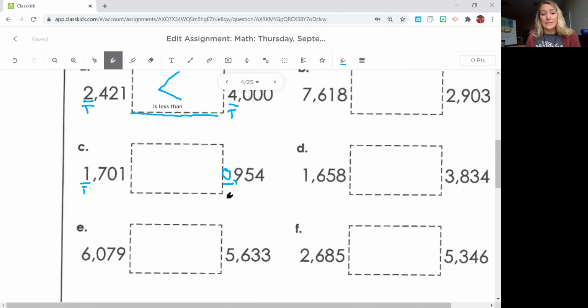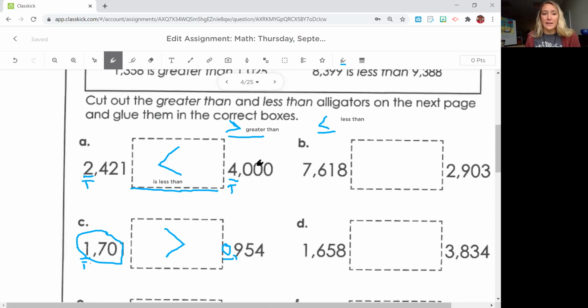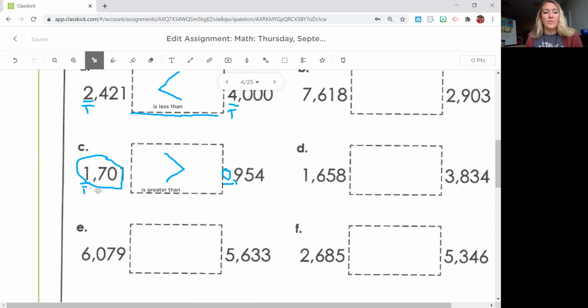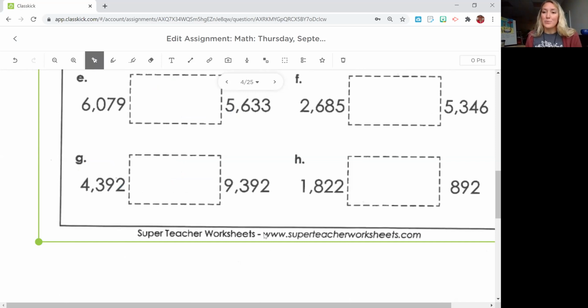And 1 is larger than 0. So I know that this number is larger. My symbol opens up towards the larger number. This symbol means greater than. So underneath, I will write 1,701 is greater than 954. Make sure that you are comparing the same place value. You cannot compare different place values, and you always have to start with the furthest place value that there is. Complete the other problems, and you can move on to the next one.